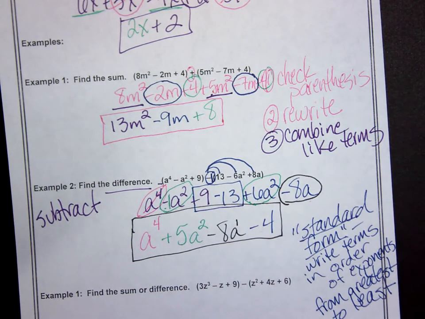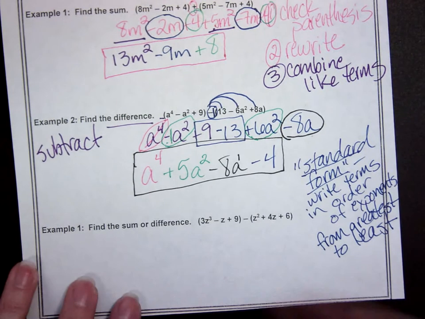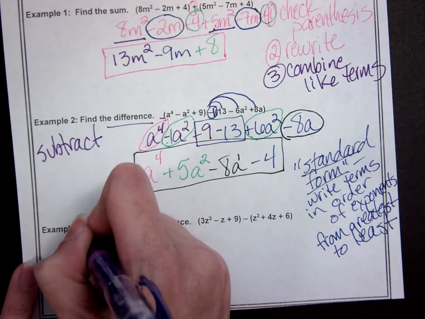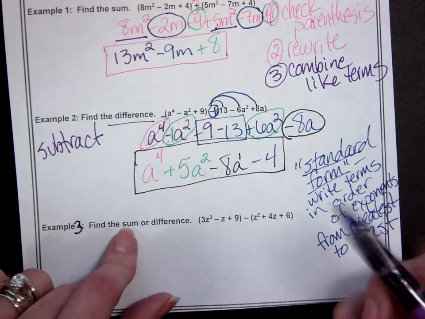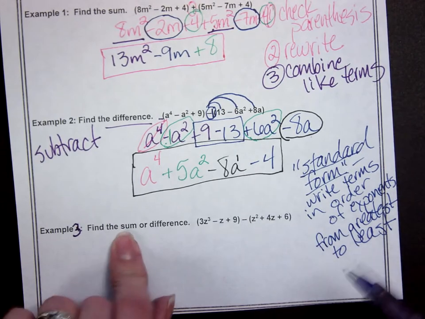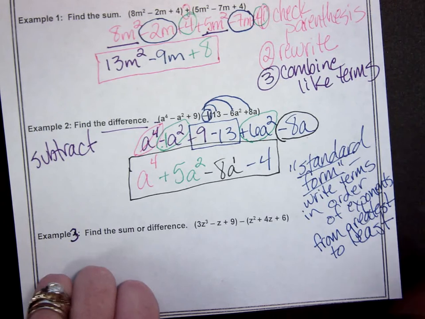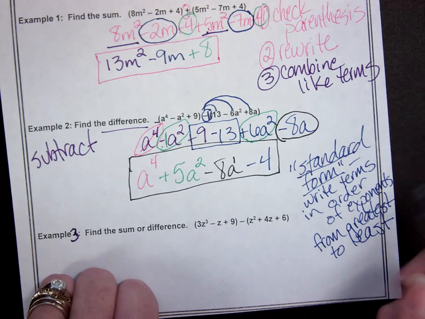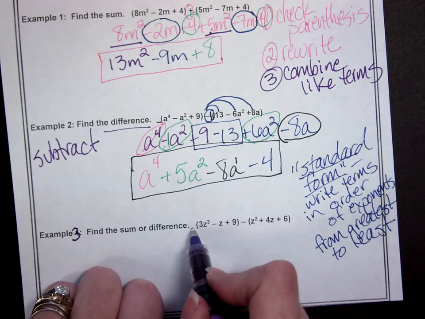Alright, so the last possibility is example 1, but it's really example 3. Let's find the sum or the difference. So now they're just giving you instructions that are kind of vague. They're leaving it up to you to know what you're supposed to do so that you don't get complacent. So same process. We're going to start by checking the parentheses. Is there anything out in front of this one?